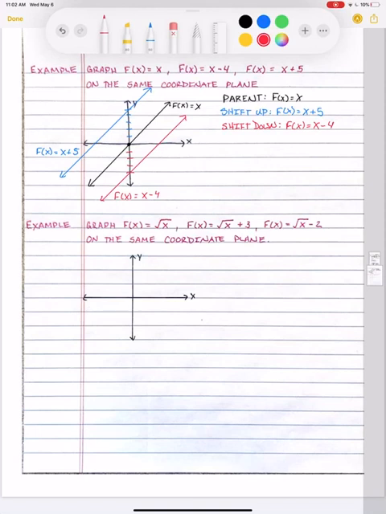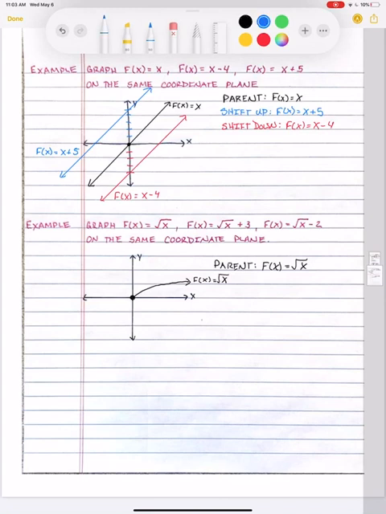Our last example is f of x equals the square root of x, f of x equals the square root of x plus 3, f of x equals the square root of x minus 2. And just like always, we're going to start with our parent function, which is f of x equals the square root of x. Remember, this graph also starts at the origin, so we put a dot there. Then it's just like half of a U, except it's flipped on its side. And there we have it, f of x equals the square root of x.